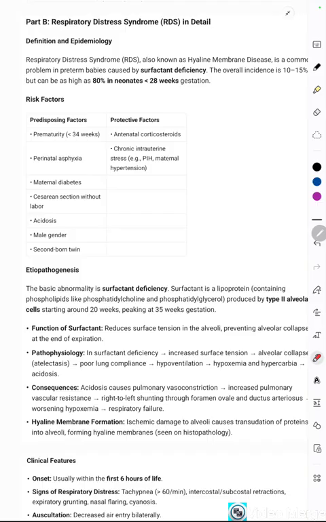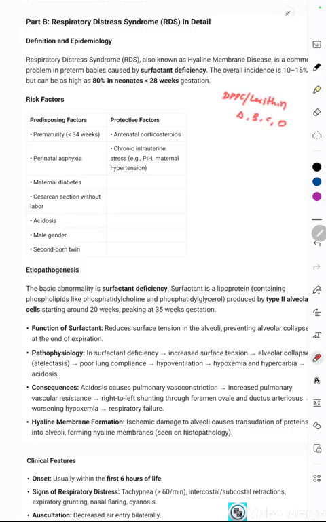Respiratory distress syndrome, also called HMD, that is hyaline membrane disease, is a problem in the preterm neonates. This is caused because of surfactant deficiency. Now, the composition of the surfactant: it consists of dipalmitoyl phosphatidylcholine or lecithin, and other surfactant proteins, that is A, B, C, D.